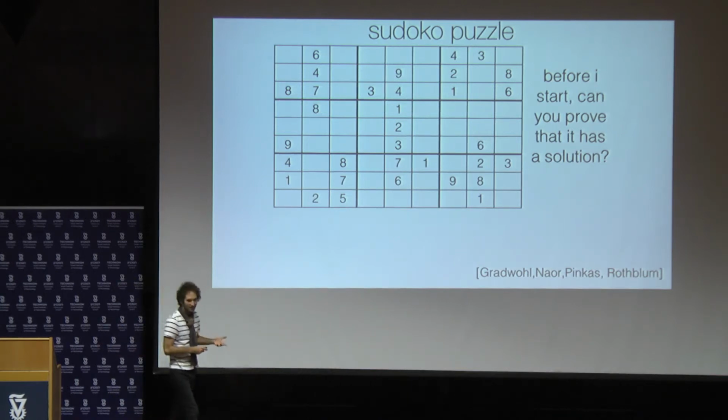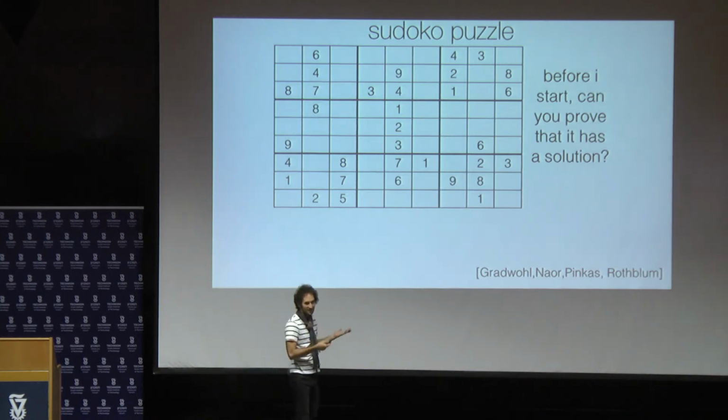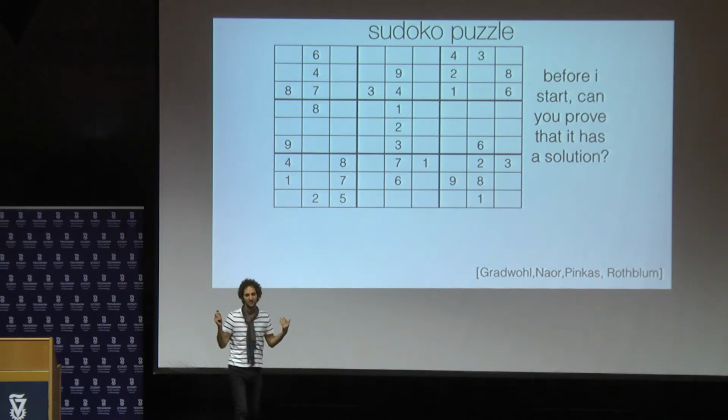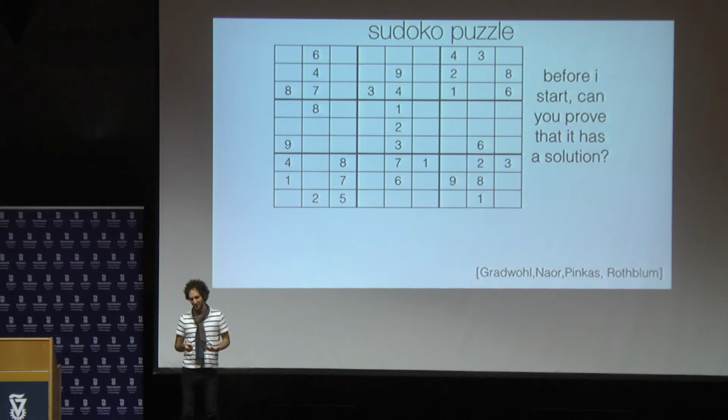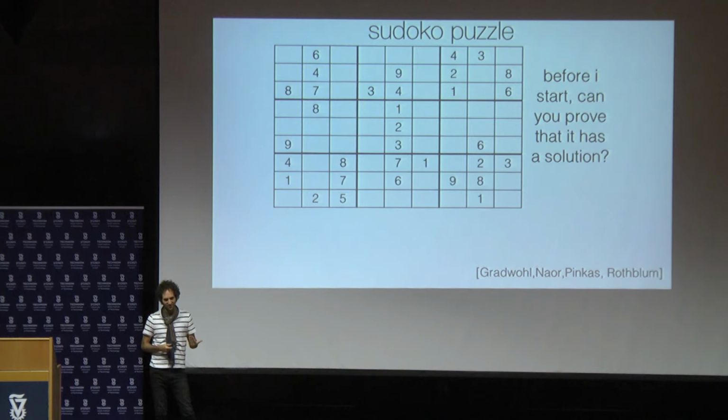And not all of these things have a solution, right? So before I give it to you, before you start wasting your time trying to solve this thing, I would like to prove to you that it has a solution. In fact, more likely, I would like to brag that I found a solution. Okay? So how can I brag to you that I found a solution to this puzzle without giving it away?